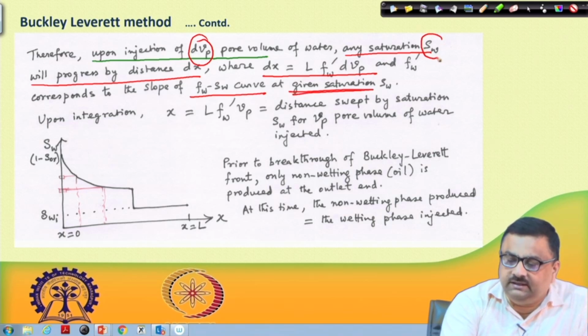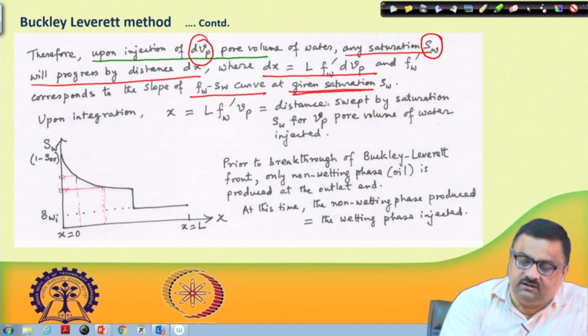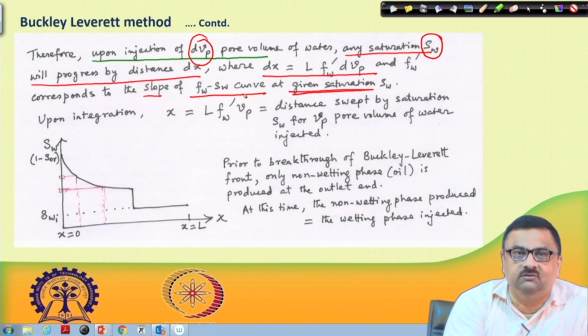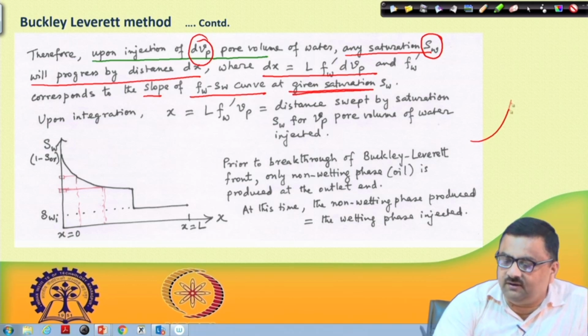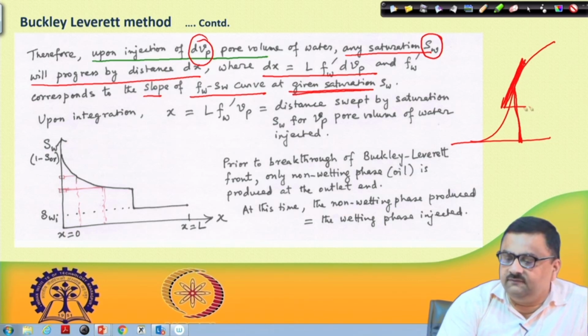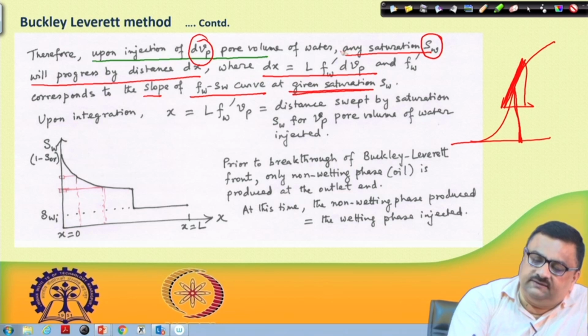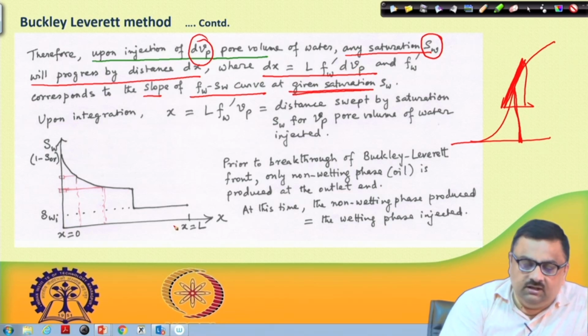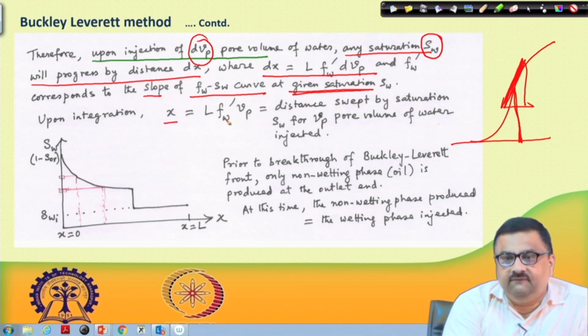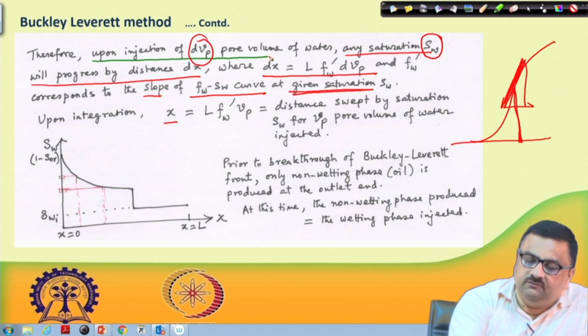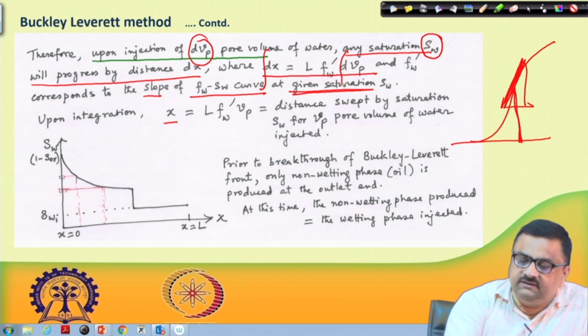So, we are talking about a particular saturation here, and for that saturation, what is the slope of the Fw-Sw curve? We have drawn this, we have found out this Fw-Sw curve. For this saturation we went up and found out the slope of this line. From this we have drawn a tangent at that point on the curve and found out the slope. Now, if somebody does an integration of dx equal to L Fw prime dVp, then upon integration what they get is x is equal to L Fw prime Vp, because if you do this integration on dx, then you have to do this integration on dVp.